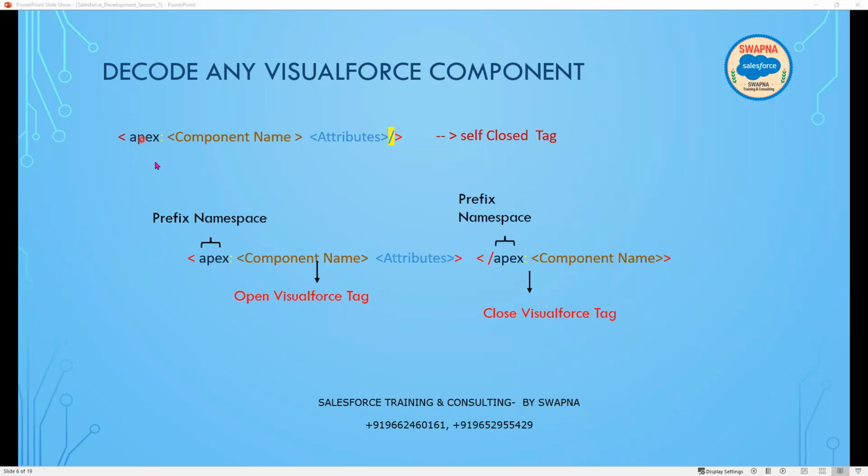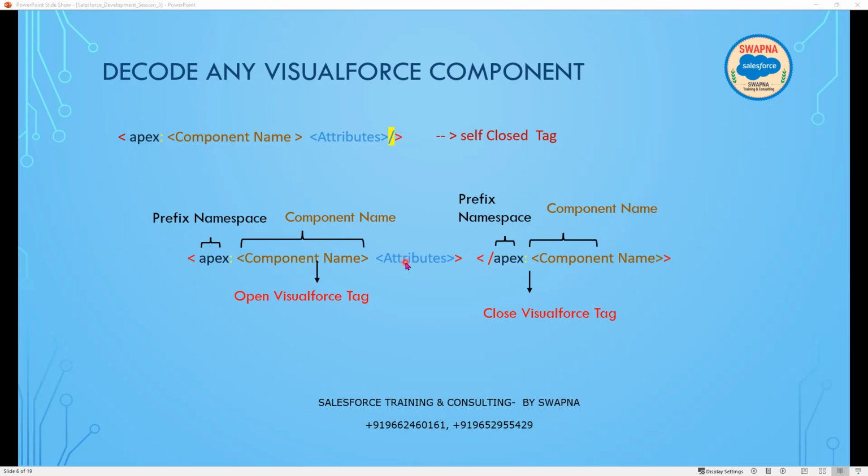This is also a prefix namespace. Then the components here, here, here, those are all called component names. If it is an input, just use input text. If it is an input text area, then input text area is a component. If it is input hidden, that is a component name. So that is the VisualForce component name.